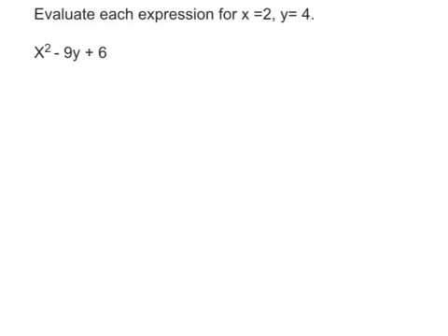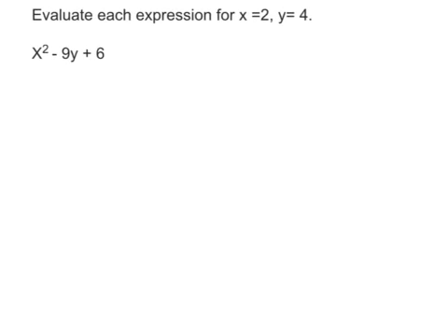Same directions here. Evaluate each expression for x equals 2 and y equals 4. So this example is x squared minus 9y plus 6. Same thing, your first step is to plug in for your variables. So we know x is 2. So we're filling the 2 where the x is, but we have this exponent of 2. So I'm going to bring it down as well. So we have 2 squared.